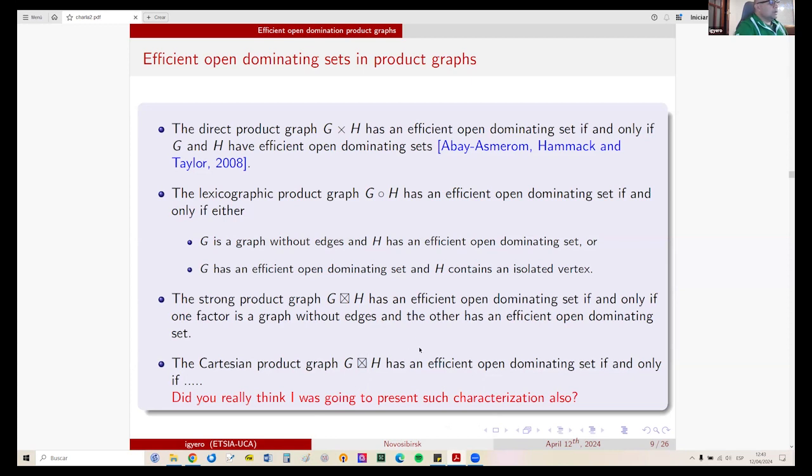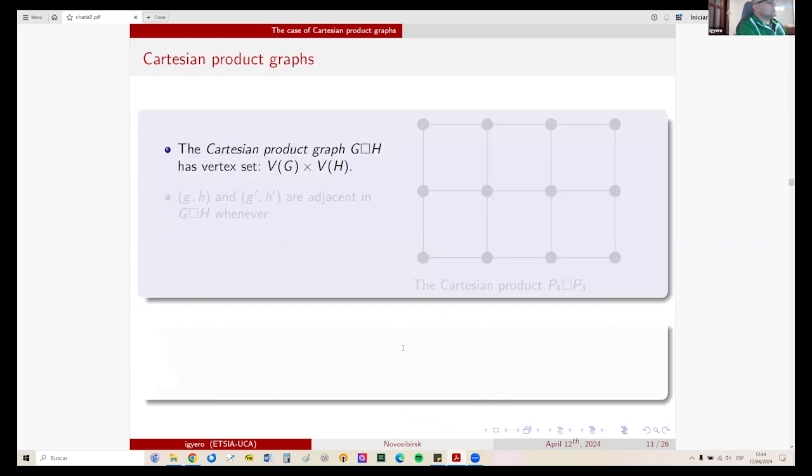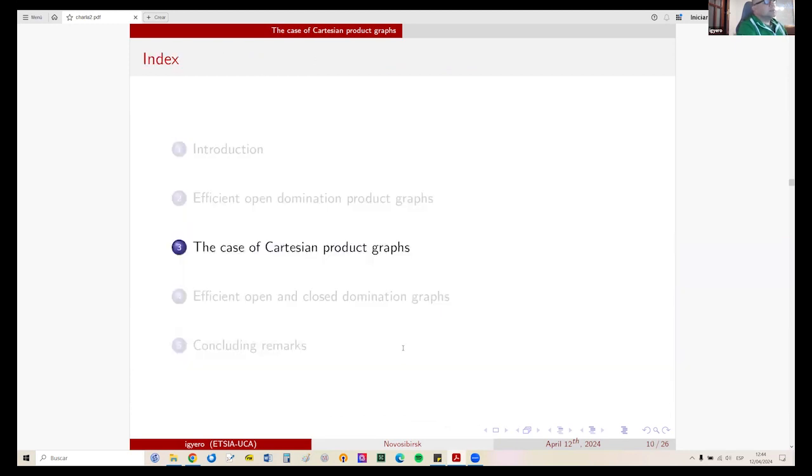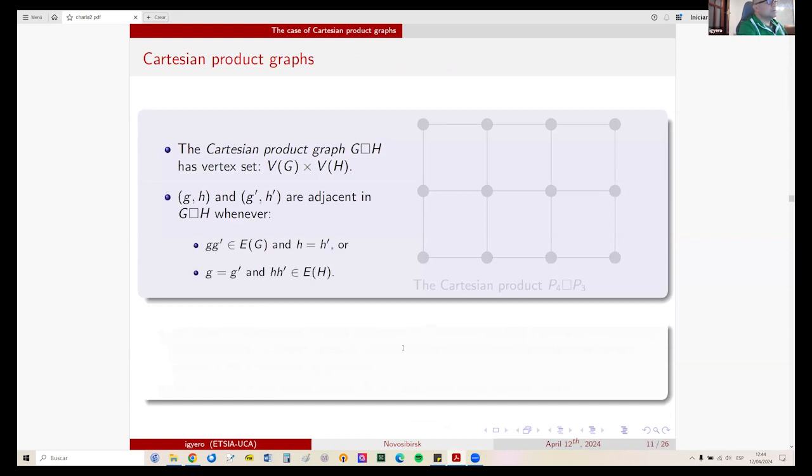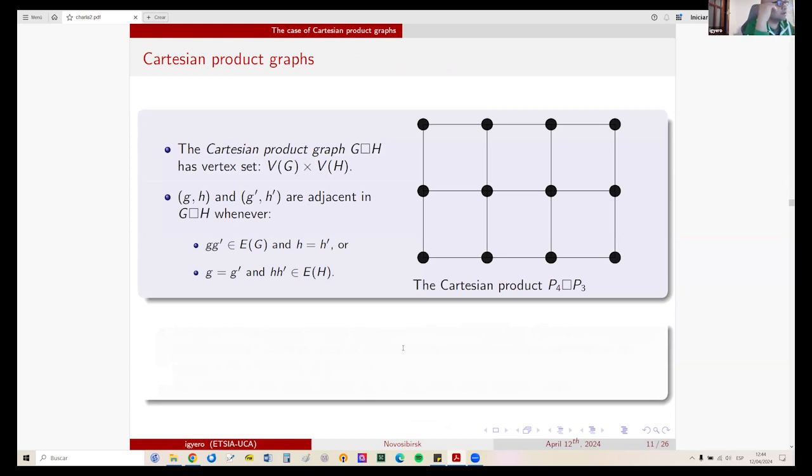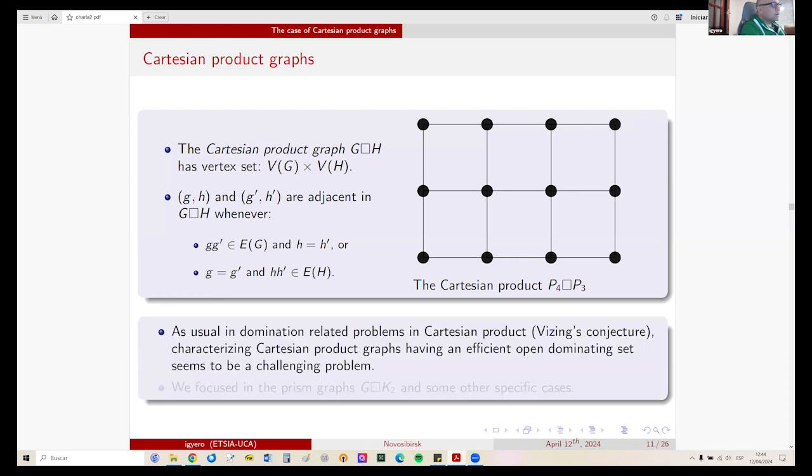So what we were doing then is considering just some examples of Cartesian product. And I will enter a little deeper in the case. For instance, we know the definition of Cartesian product. In this one, the vertex set is the Cartesian product of the vertex sets of the graphs, and they are adjacent if the first components are equal and the second ones form an edge, or vice versa: the second components are equal and the first components form an edge in the corresponding graph.